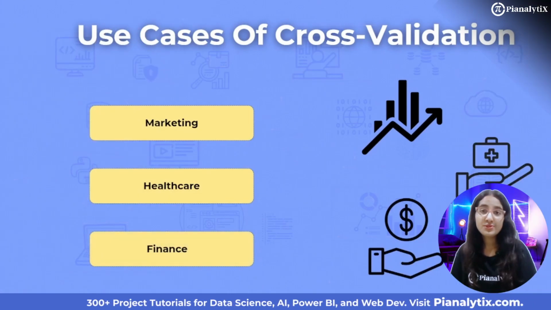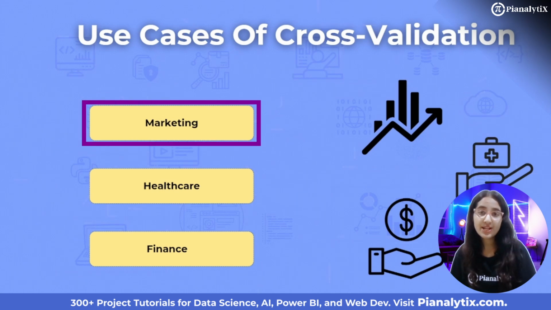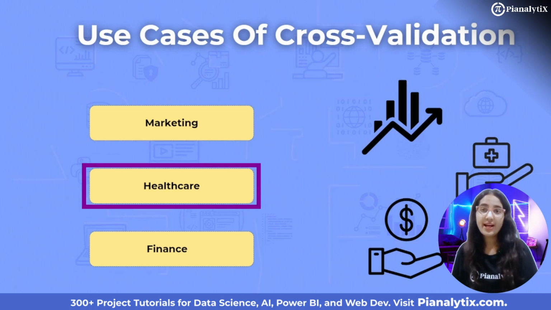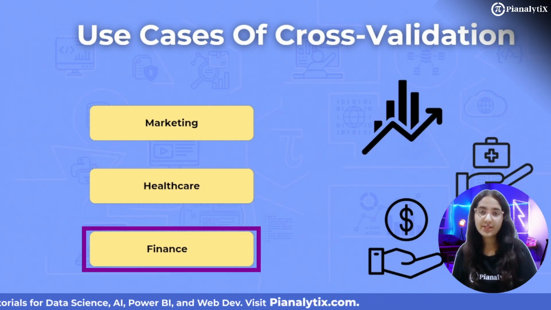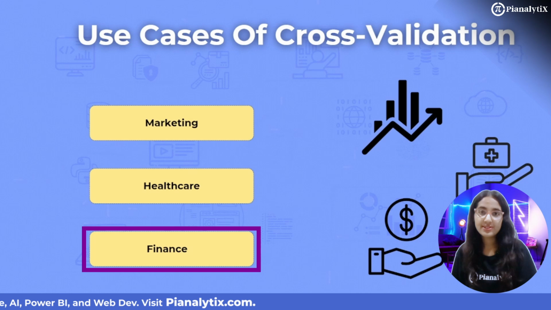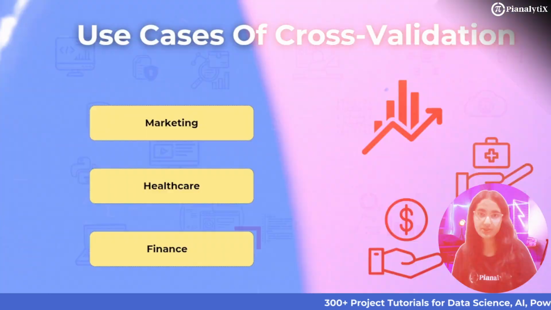Now let's see use cases of decision trees. First, marketing. Customer segmentation, where the tree helps to classify customers based on their buying behavior. Second, healthcare. Predicting whether a patient has a particular disease based on symptoms and medical history. Third, finance. Credit risk analysis, where the decision tree predicts whether a loan applicant will default or not.